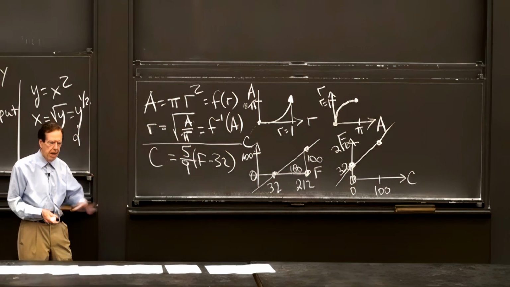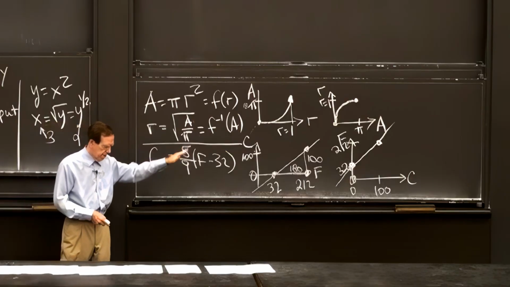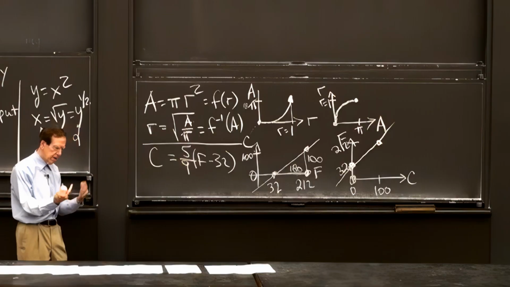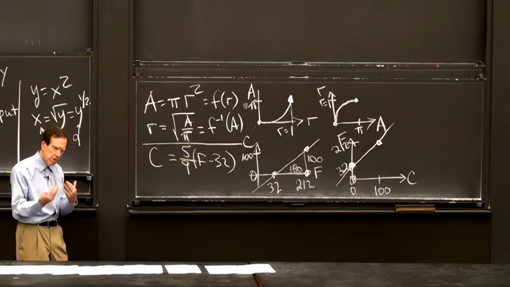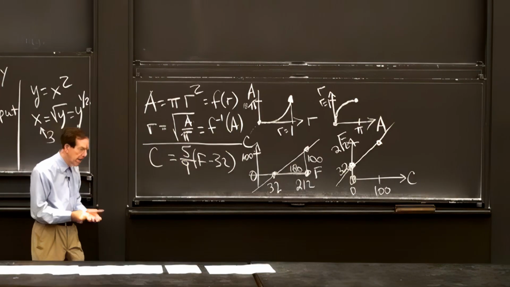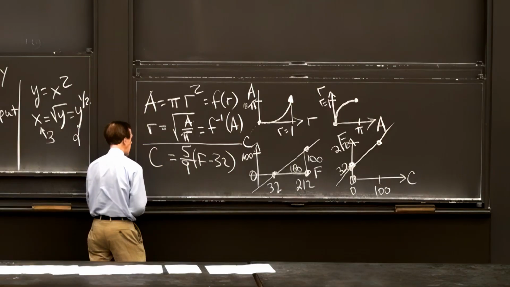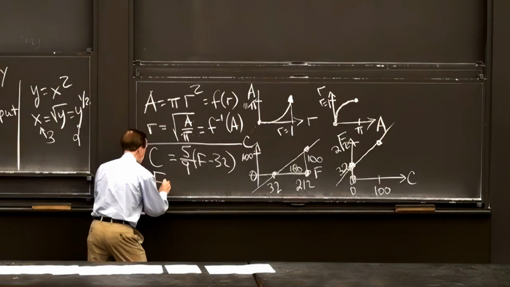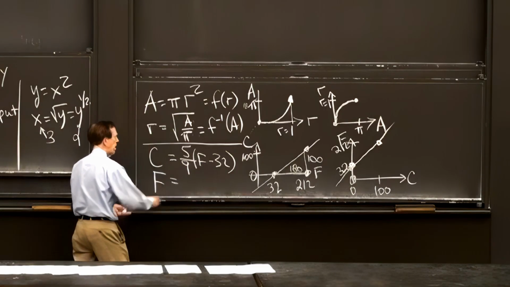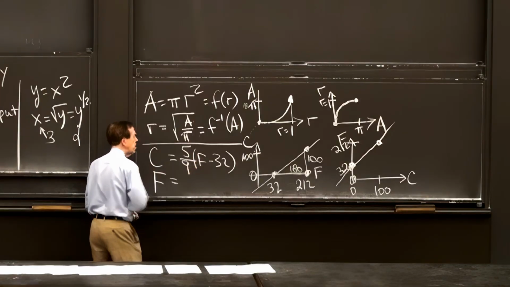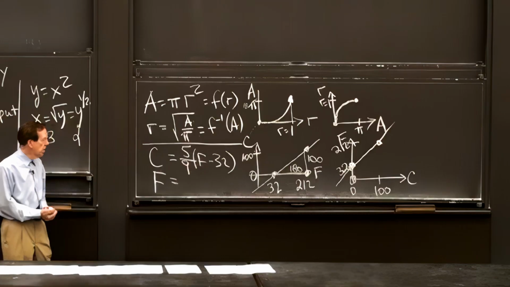But I can't live forever with numbers. I need symbols. That's where letters, algebra comes in. So now I'm going to do algebra. I want to get Fahrenheit out of centigrade. I want to solve this equation for F. How do you solve for F?